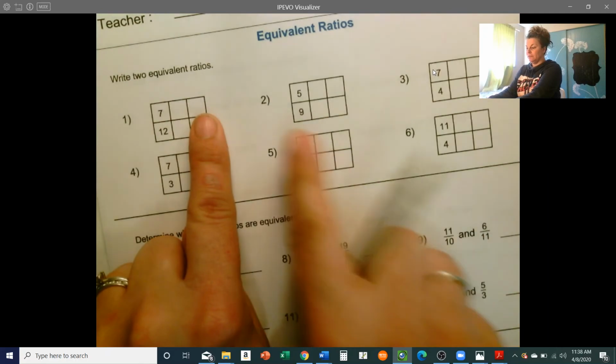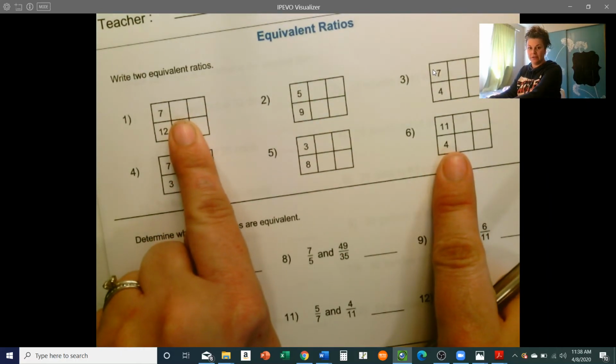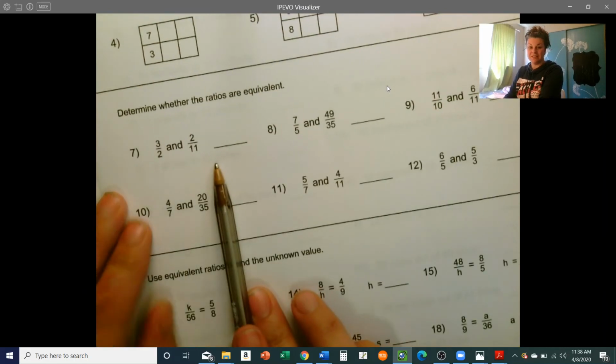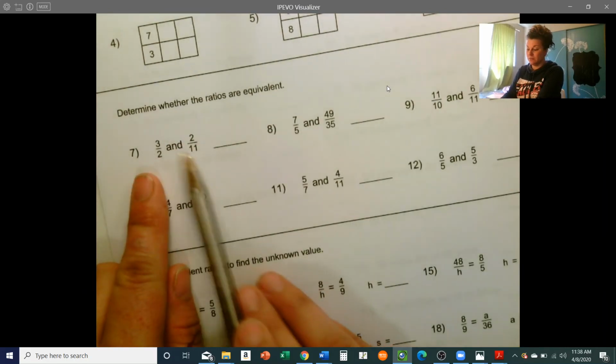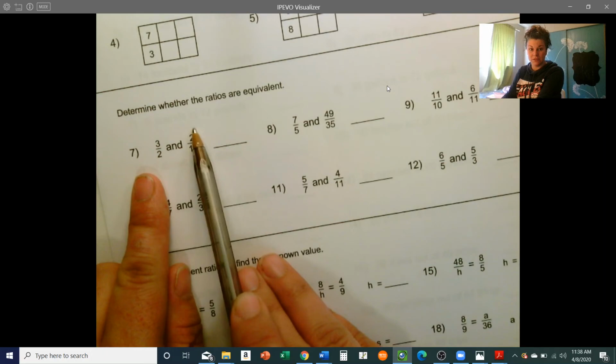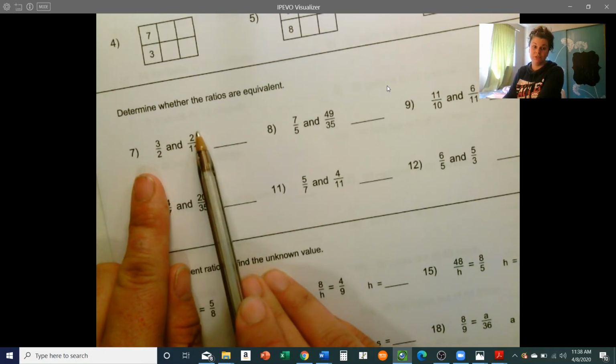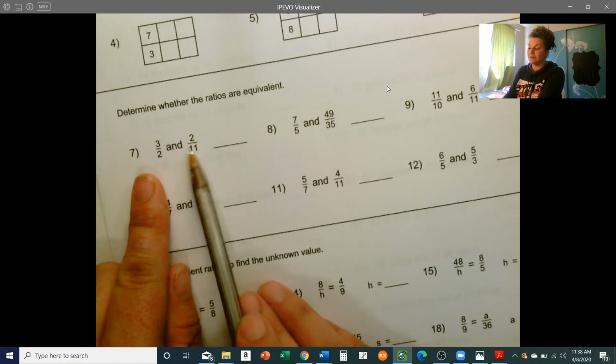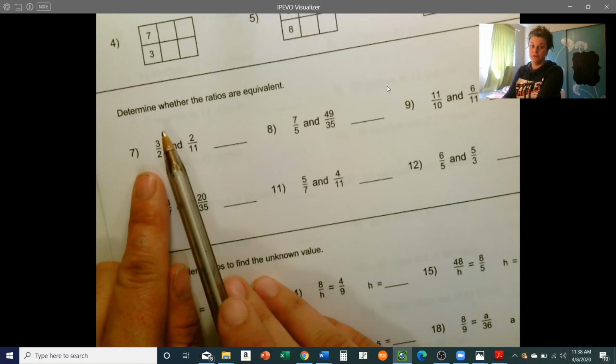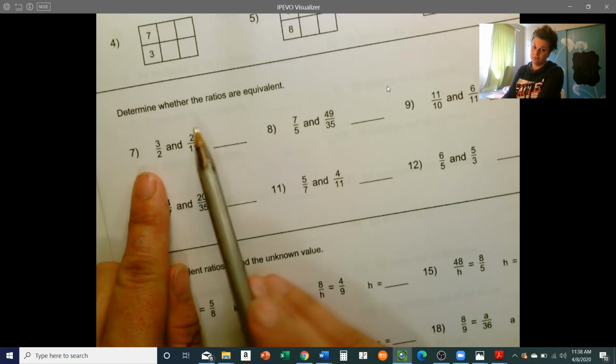Okay? So you have these little charts to fill out. We already did the first one. You have these ones to test if they're equivalent. Remember, multiply the diagonals and see if they're the same. 3 times 11 is 33. And 2 times 2 is 4. 33 and 4 are not equal.